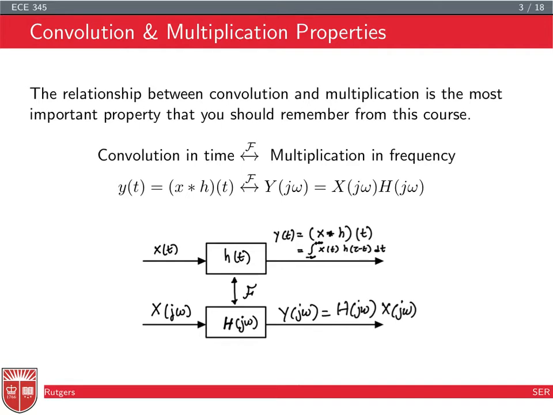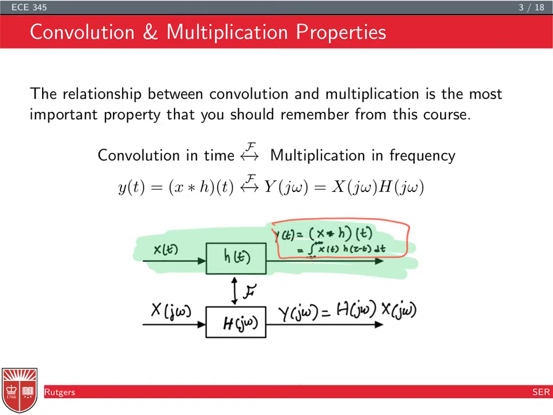So in the time domain, if you have an LTI system with impulse response h of t and an input x of t, then the output y of t is given as the convolution of the input with the impulse response. So that's the main message here. The output of the LTI, y of t, is the convolution of the input with the impulse response.